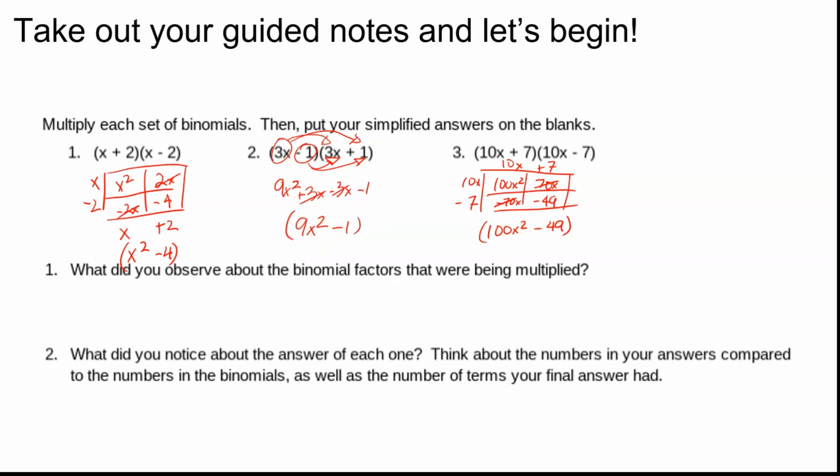So the question asks us, what did we observe about our binomials that were being multiplied? What I noticed is they are opposites. We have what we call conjugates here. We had same terms with opposite signs in the middle.